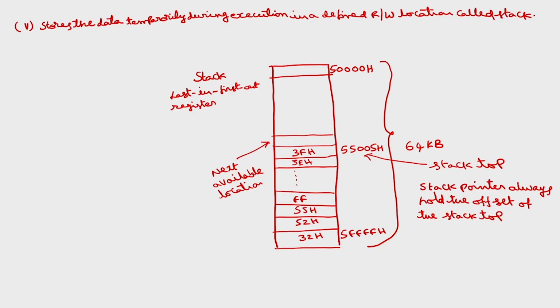In this case, the offset will be the distance from here to here. So, this offset is 5005, and this offset will be held by the stack pointer. The contents of the stack pointer will be the offset from the starting of the stack segment to the stack top. This is the stack segment. So, the stack pointer location will be 5005.